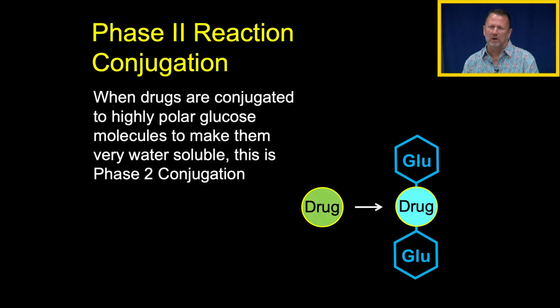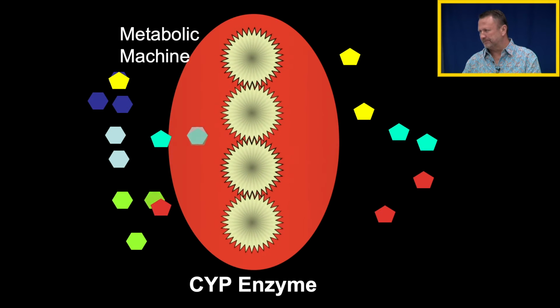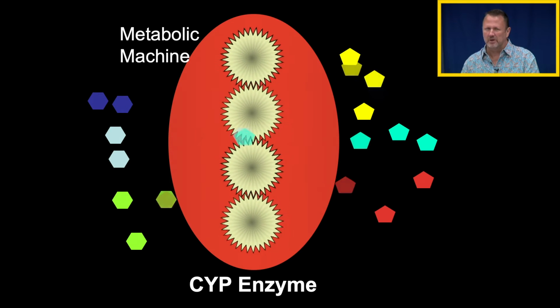Drugs undergo this as well. We can conjugate drugs. Your body will take the medications and conjugate them to make them renally eliminated. All right. And that's all done with these CYP enzymes.